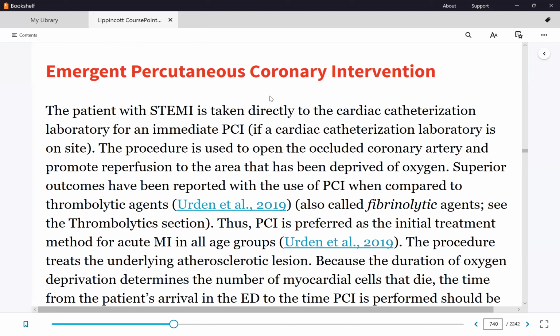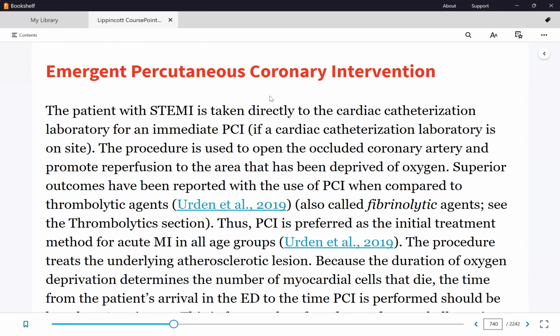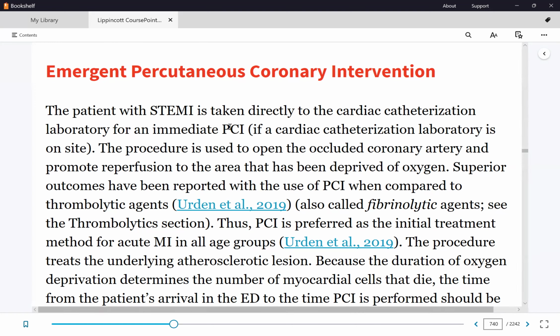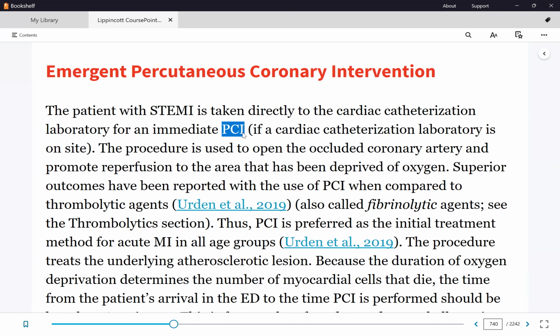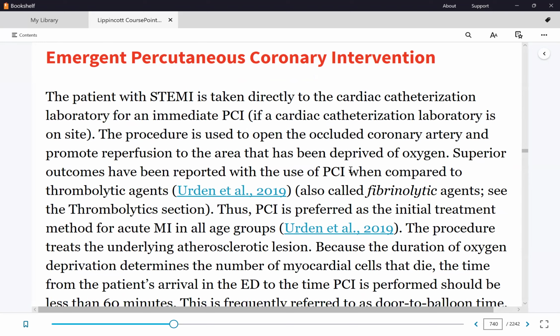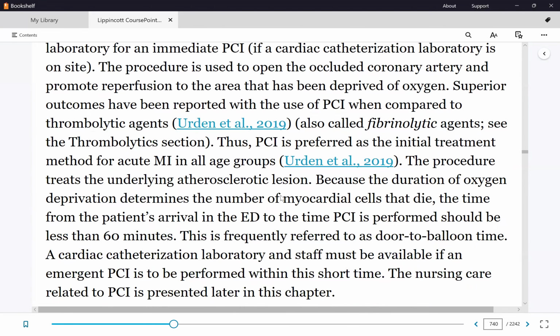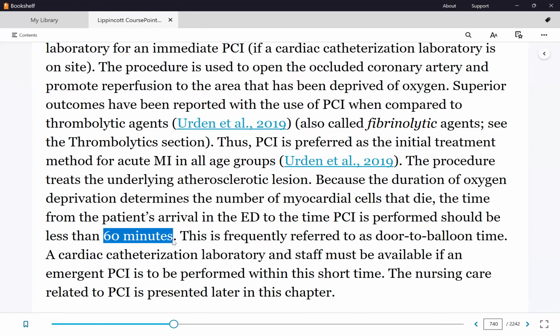Okay, so let's talk about the gold standard of treating STEMI. It's PCI. If there is a cath lab in the facility, this is the preferred intervention. Time again is 60 to 90 minutes, 60 minutes or less. Again, most hospitals now have less than 60. They can do it in 30.